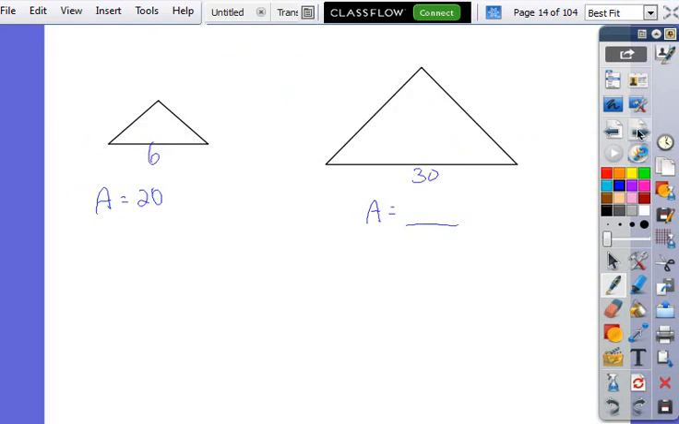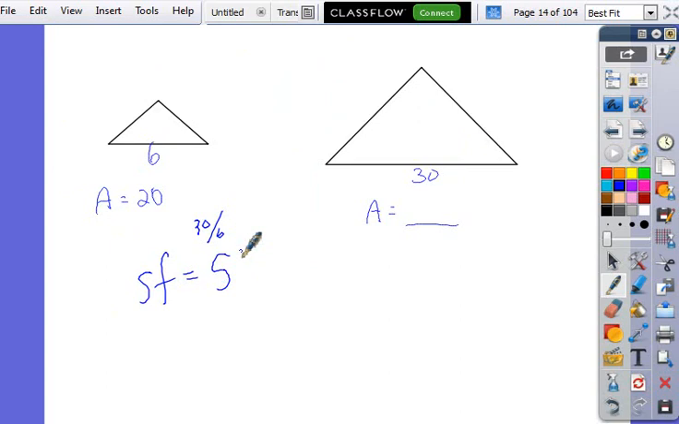All right, how did we use the scale factor to figure out area? Anybody remember? Multiply. First thing I got to do is figure out what is the scale factor. 5. Where is that coming from? 6 multiplied by 5 is 30. Yeah, I take the big one, or the second one, let me say that, the second one, and divide it by the first one. 30 divided by 6 gives me the 5.